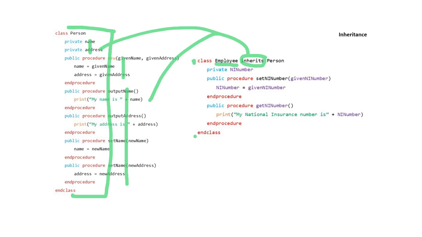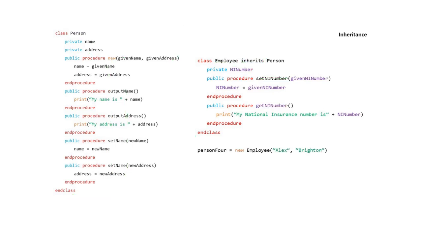This employee class, when instantiated, will have three attributes: national insurance number, address, and name. It will also have two new procedures: set national insurance number and get national insurance number, as well as all the original methods from the parent class. And here we are instantiating an object of the employee subclass, absolutely the same as instantiating any other object. We give the name, we use the word new, we say the class employee, and we give it some initial data.